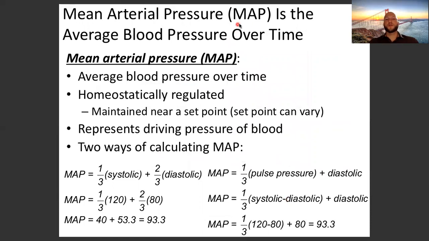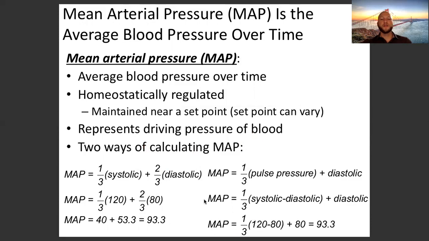MAP, mean arterial blood pressure, is the average blood pressure over time. MAP is homeostatically regulated. The average blood pressure is what your body responds to. It's what your body controls. It's maintained near a set point. That set point can vary. It represents the driving pressure of blood. You need pressure differences to move your blood through your body. You need to have that average high arterial blood pressure in order for blood to flow into your capillaries and into your veins and back to your heart.